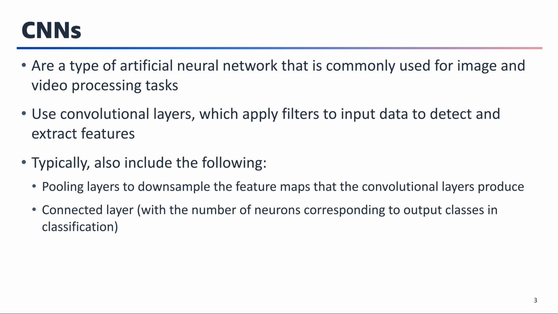CNNs are a type of artificial neural network that is commonly used for image and video processing tasks. They utilize convolutional layers, which apply filters to the input data to detect and extract features. Typically, CNNs also include pooling layers to downsample the feature maps produced by the convolutional layers, and a fully connected layer with the number of neurons corresponding to the output classes for classification tasks.